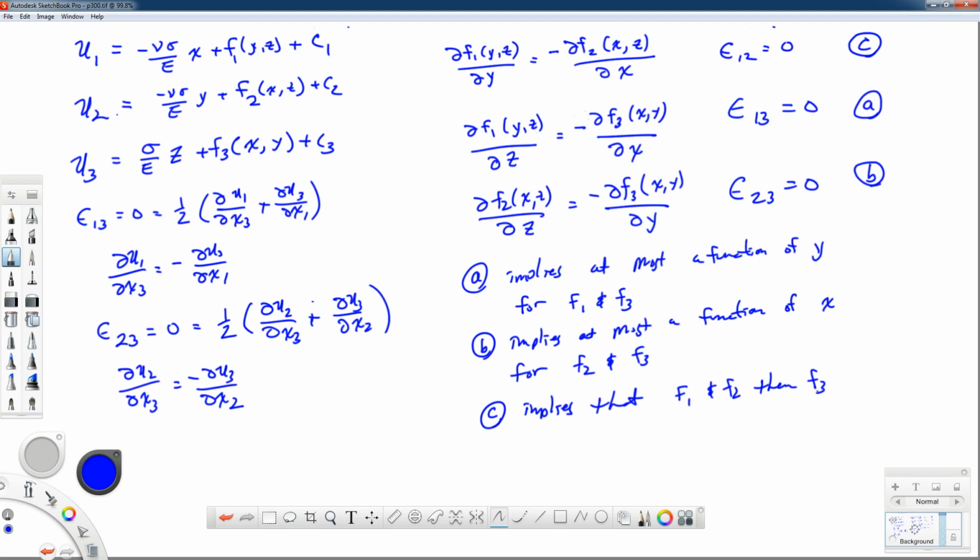And with that, if f1 and f2 must be constants, then also f3 must be a constant at most. Now, again, we've already taken care of our constants, so in this case, the way we've written it, it's going to be 0.